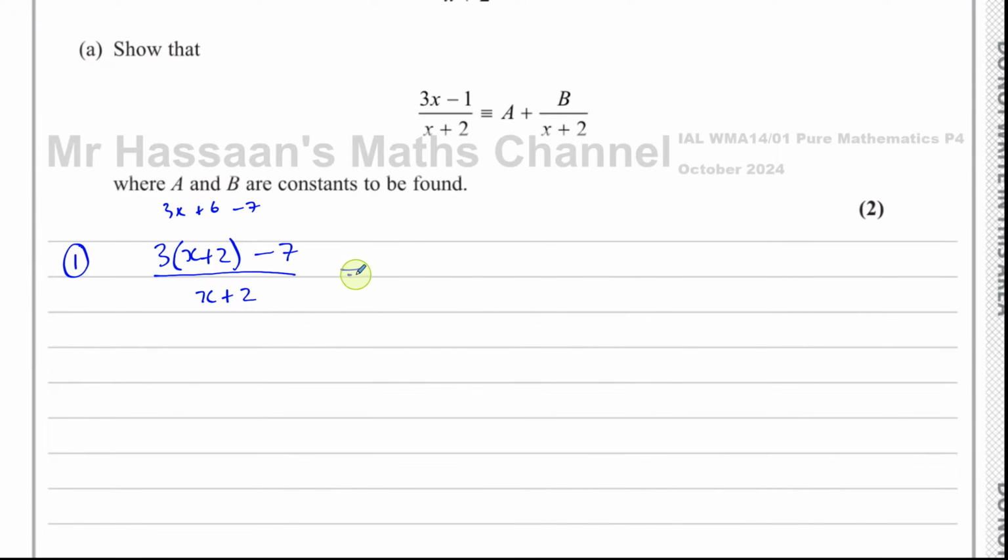Now what we have here is this fraction. We can split it up into 2 separate fractions. So we have 3 times (x plus 2) over (x plus 2) minus 7 over (x plus 2). And here we have a common factor of x plus 2. We can cancel them out. So that gives us 3 minus 7 over (x plus 2). So that's one way of answering the question.